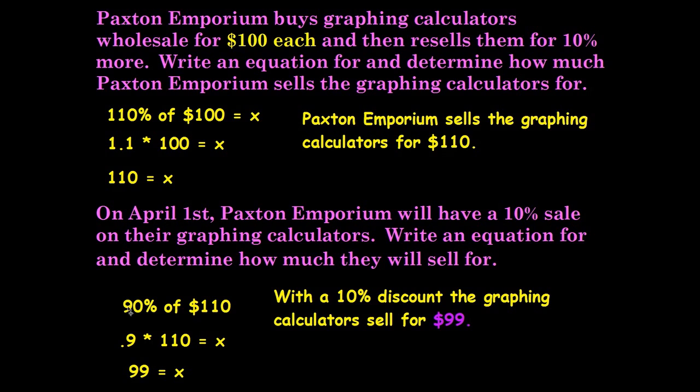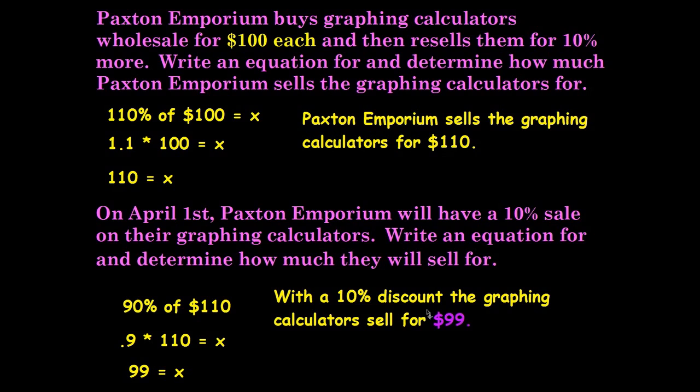So 90% of $110, which we would rewrite as 9/10 times 110 equals x. So x equals 99. And then, so with a 10% discount, the graphing calculators will sell for $99.